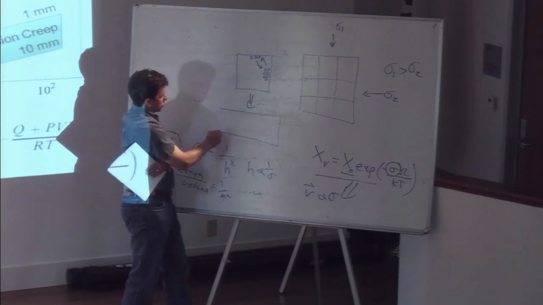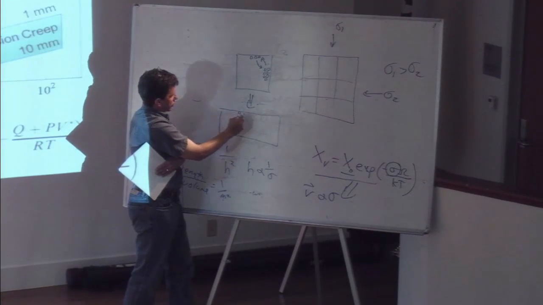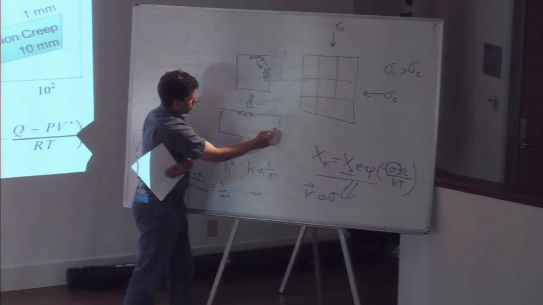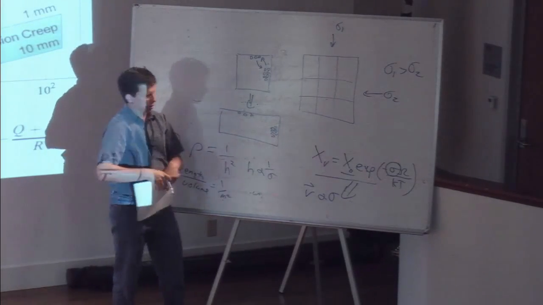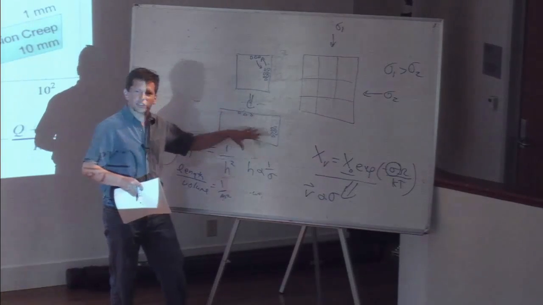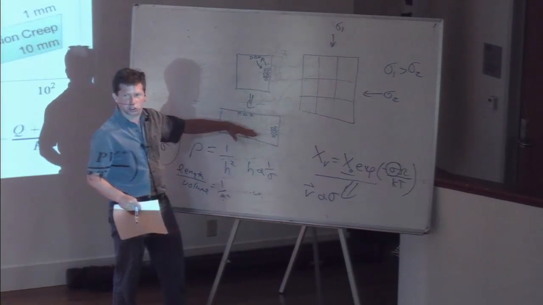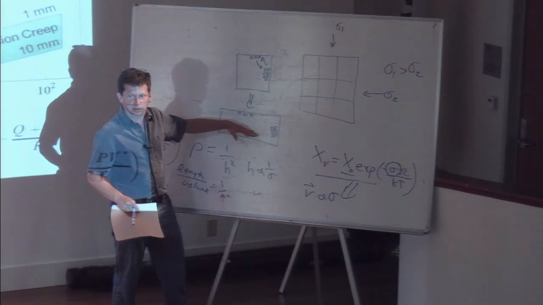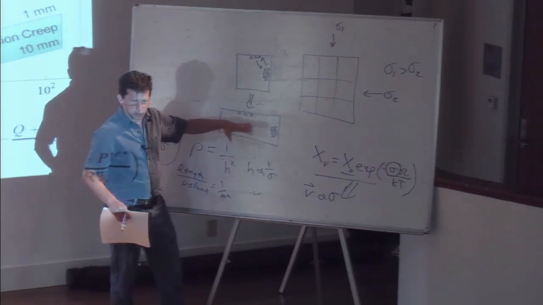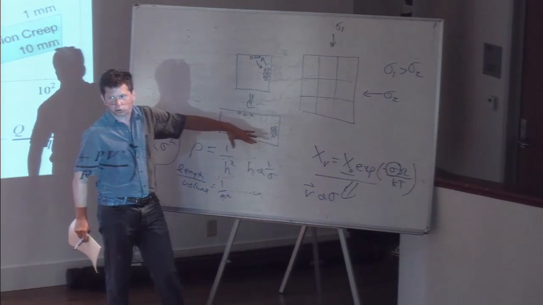and the crystal will change shape. But if I have a constant load, maybe due to bending of the slab or something, I don't get rid of this gradient, so it's always there. It's a persistent driving force that continues. So the crystal will continue to change shape. And that is the concept of diffusion creep.